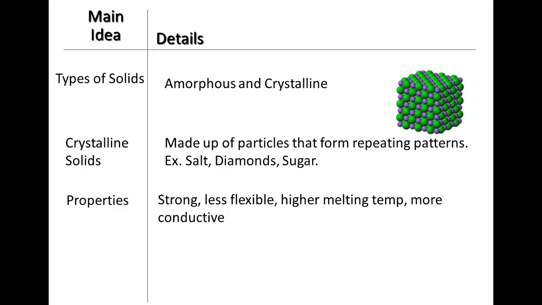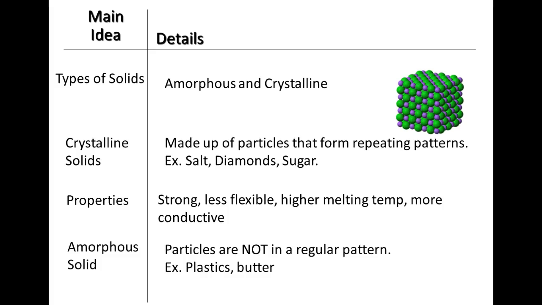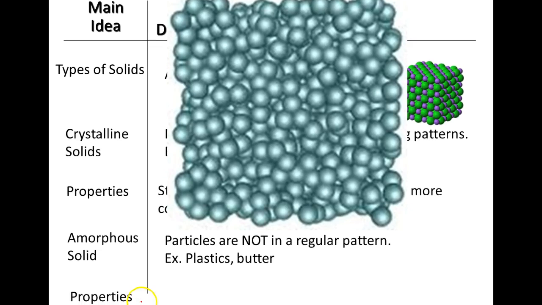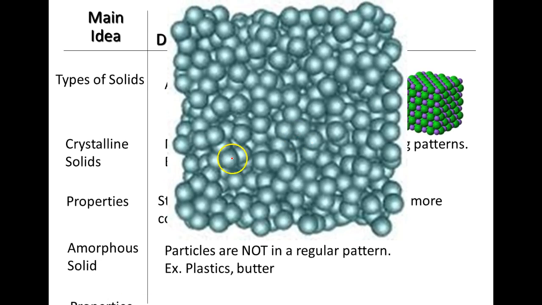Let's go ahead and take a look at amorphous. Amorphous solids have particles that are not in a regular pattern. If we take a look at these, we will see that there's a lot of disorder. They're not aligned, and there is not a pattern. That's the most important thing to remember. Plastics, butter, these are examples.